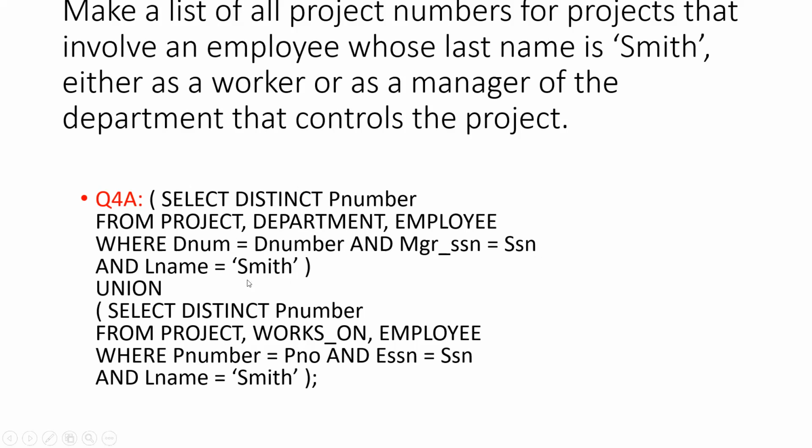From this query, we will select the project numbers in which the employee Smith is working as a manager. The second part of the query: select distinct P number from project, works on, employee where P number equal to P number and ESSN is equal to SSN and last name is equal to Smith. Here the employee Smith is working as a normal employee in the company. Here we select the project numbers in which the employee Smith is working as a normal employee.